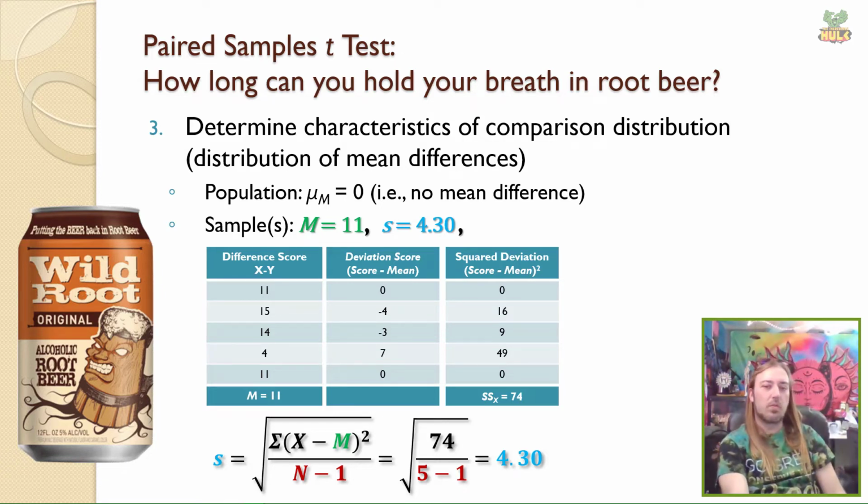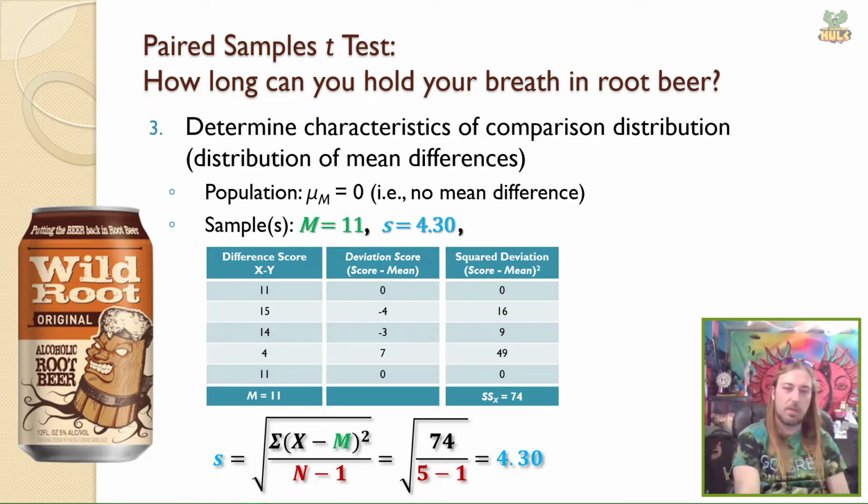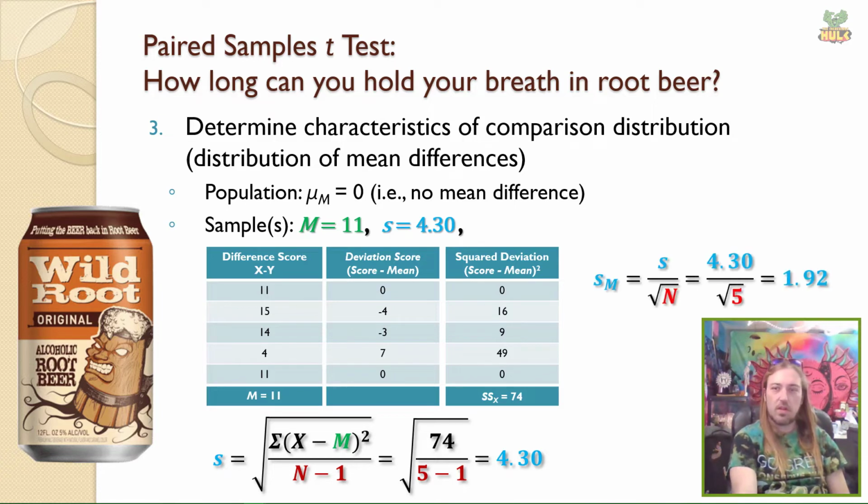So remember that we work with standard error now because we are using sample variability, not population variability, and we are working with hypothetical distributions of averages, not with distributions of raw scores. So standard error is calculated by standard deviation divided by the square root of sample size. So 4.3 divided by the square root of 5. And finally, we get the standard error of 1.92.